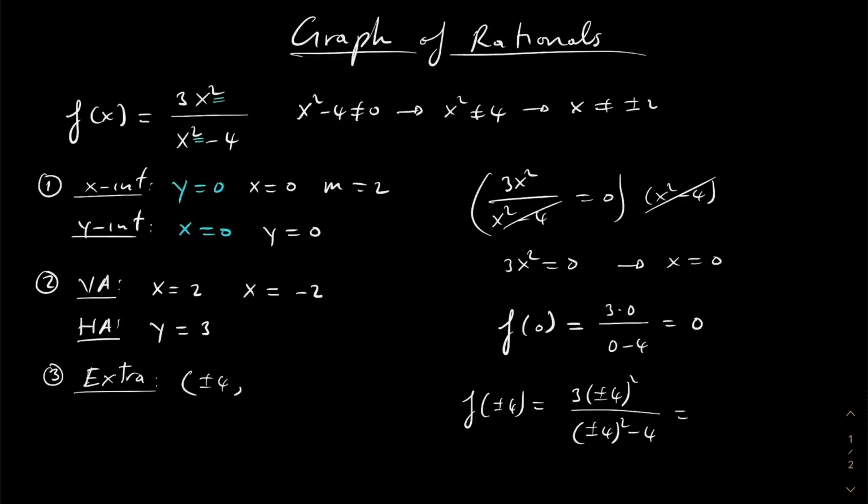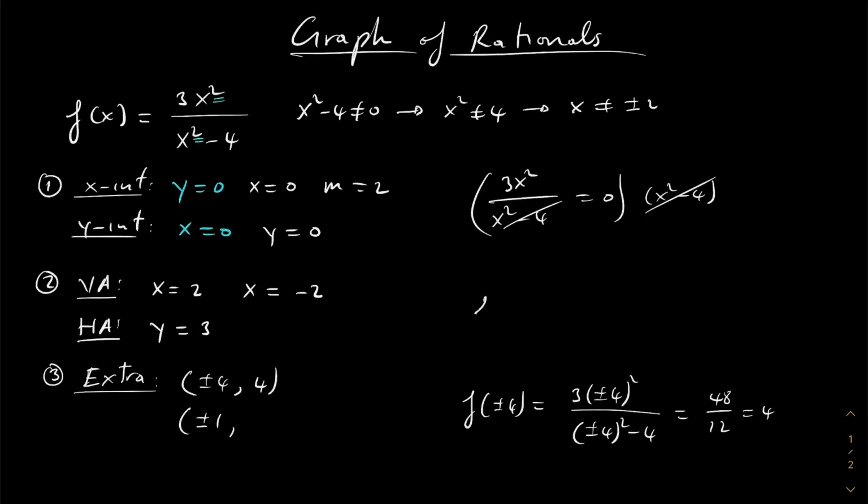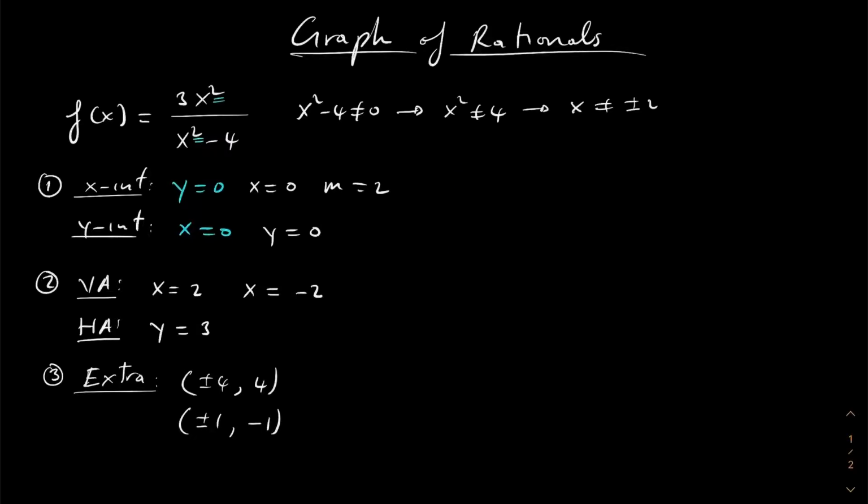And so that's going to be giving me 48 divided by 12. That's going to be 4. And also, f of plus or minus 1 is going to give me 3 times (plus or minus 1) squared, divided by (plus or minus 1) squared minus 4, which should give me 3 divided by negative 3, which gives me negative 1.